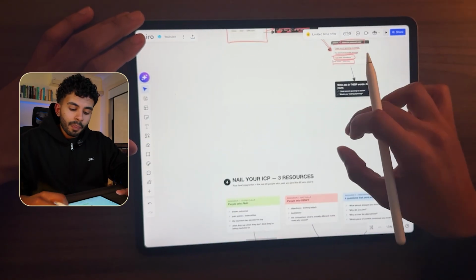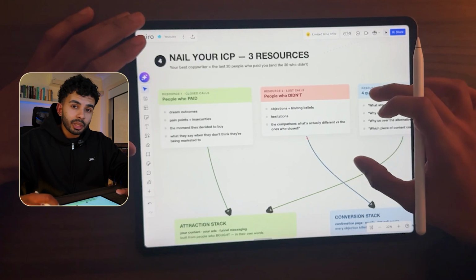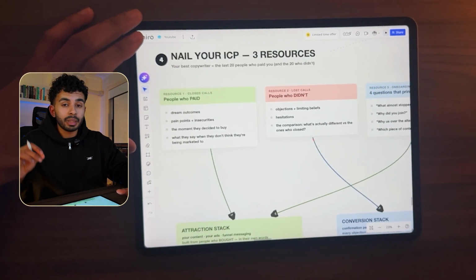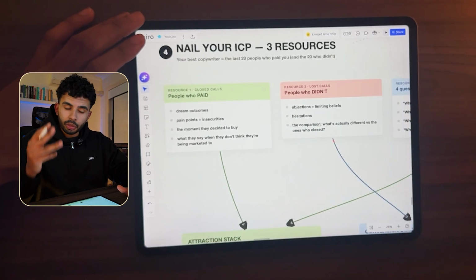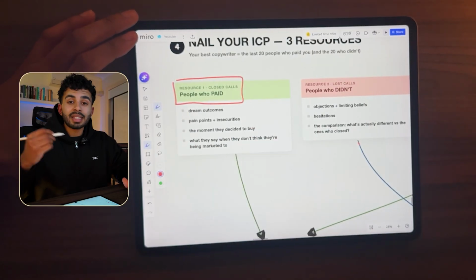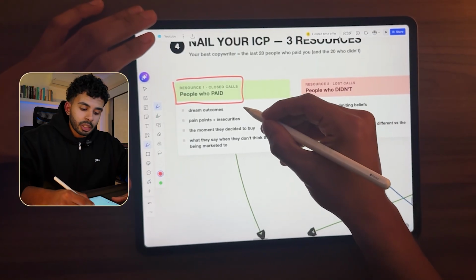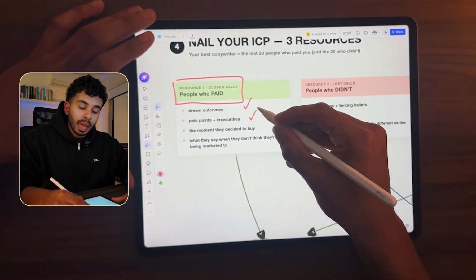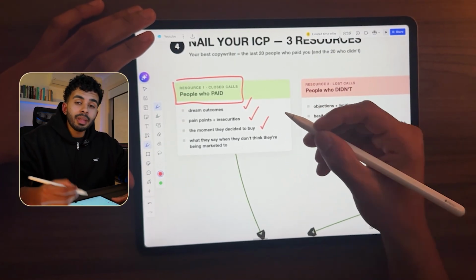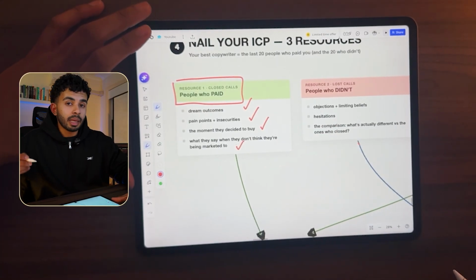Now, here's the thing. Your best copywriter isn't actually your copywriter. It's the last 20 people that converted and the last 20 people that didn't convert. Here's what I mean. You're going to want 3 resources. The first resource is an analysis from the sales call transcripts of people that closed. In this analysis, you want to be able to extract their dream outcomes, their pain points and insecurities, the moment they decided to buy or convert, and what they said when they don't think they're being marketed to.